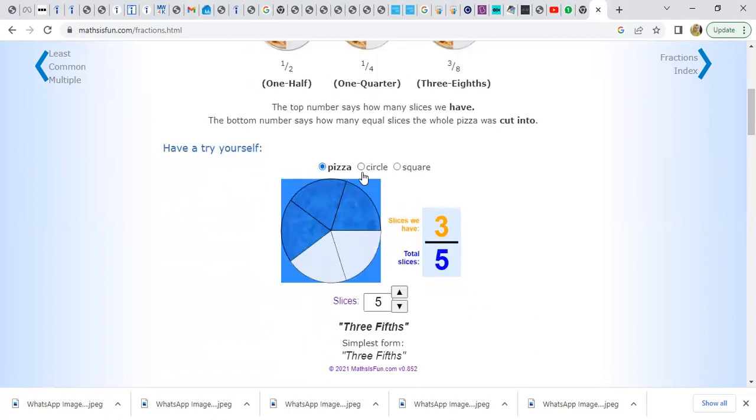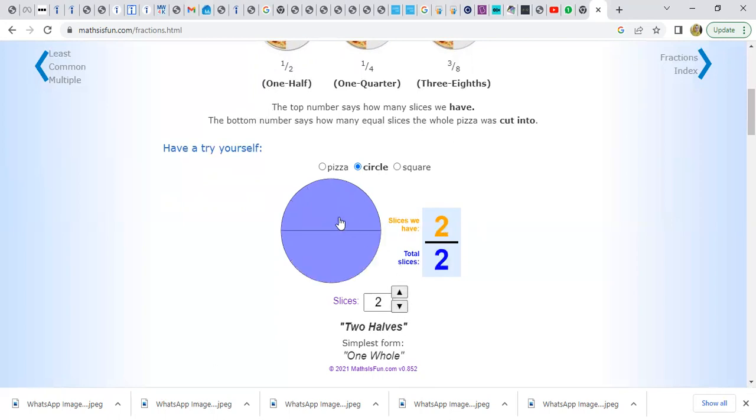You can show it in a circle also. If you have a circle, how many parts are there? The total number of parts will be written in the denominator and how many parts you are taking, you can write in the numerator. So you can say it as 3/5, simplest form, okay. Suppose you have two parts of this circle. If you are taking one part, it is called 1/2, which means half. Okay.